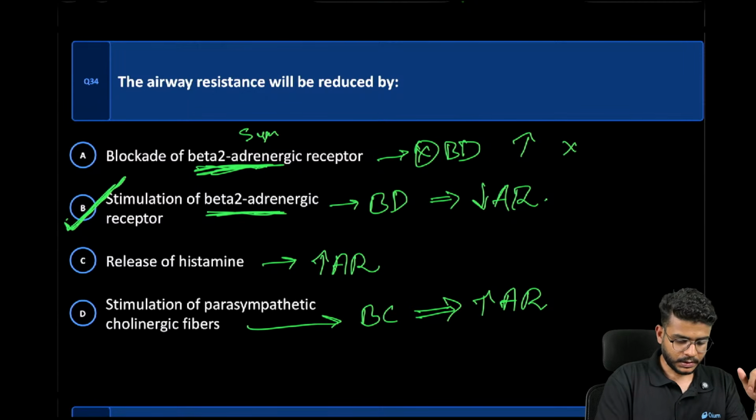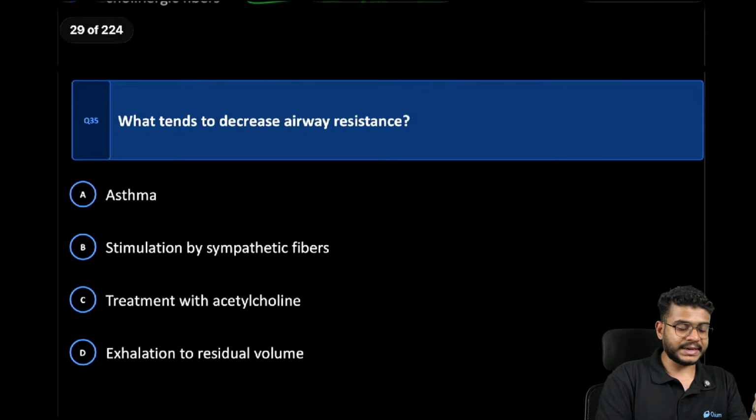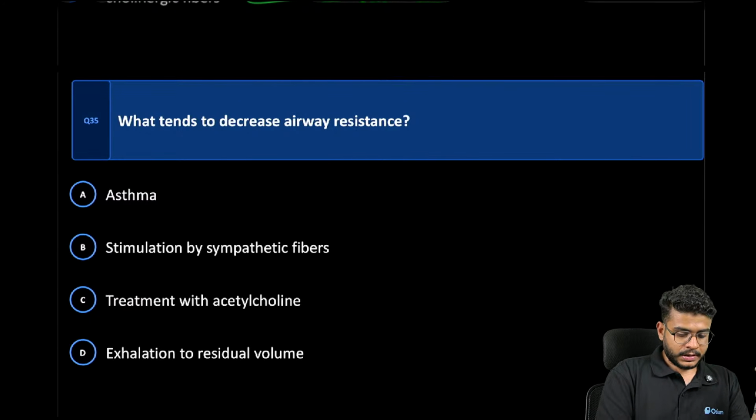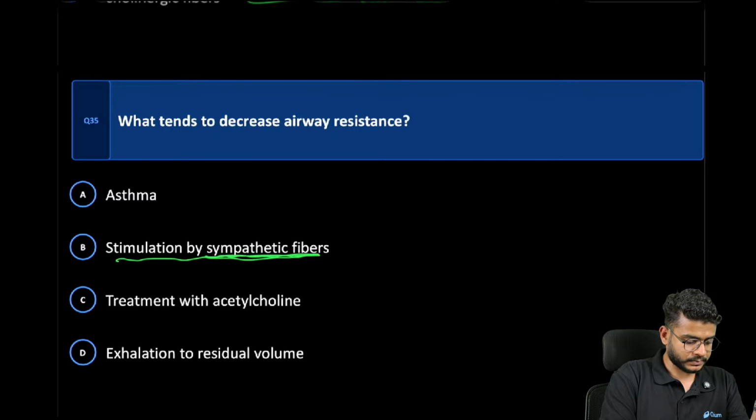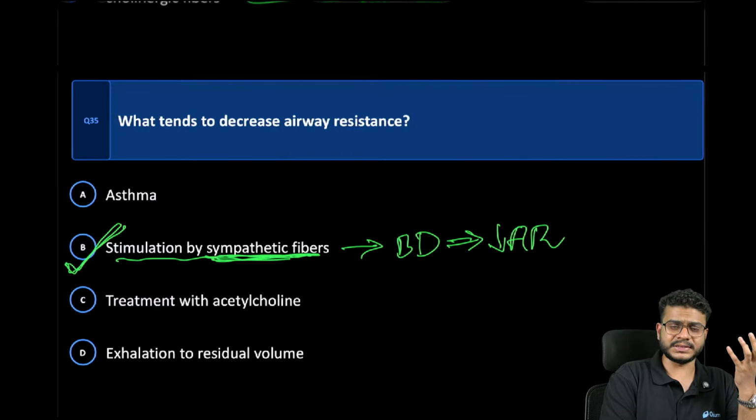Okay, let's go to the next question. What tends to decrease airway resistance? Again, airway resistance. Yes, option B: stimulation of sympathetic fibers causing bronchodilation decreases airway resistance. In asthma, what happens? There is inflammation and bronchospasm, so airway resistance is increased.